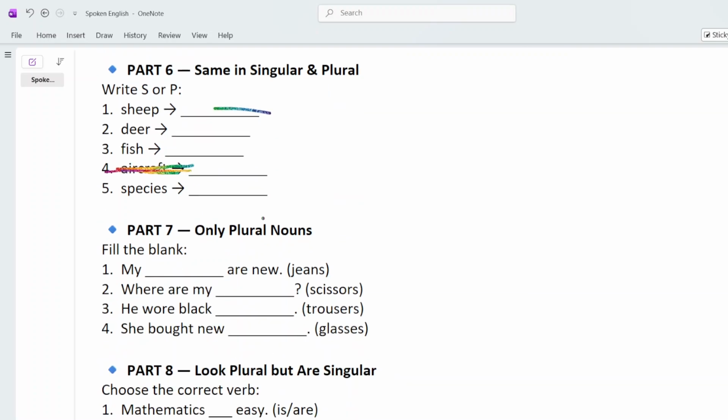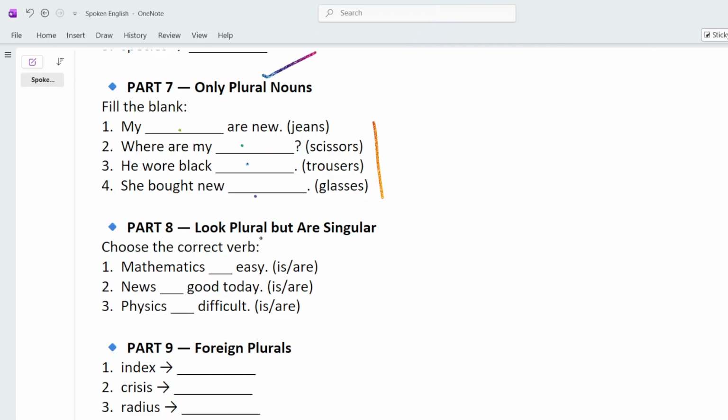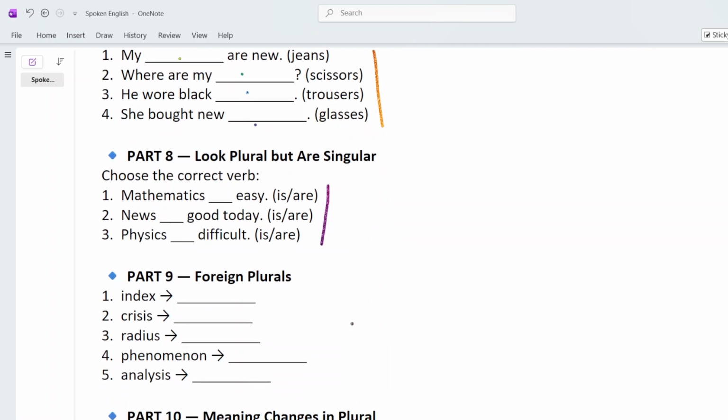Seventh part, only plural nouns. Where dash my dash are new. So basically you're just going to either add these words, or look for words that can be used in pairs, like two pairs, and fill these blanks up. Now look plural but are singular. Mathematics is easy. News dash good today. Physics dash difficult. You've got some options here. You can easily substitute them in your empty blanks.